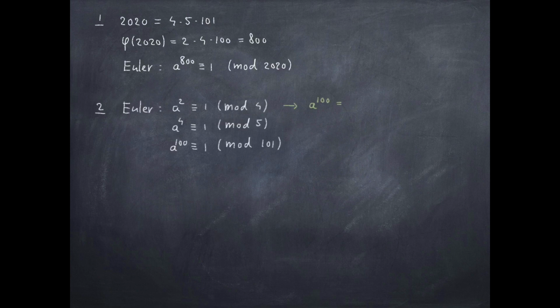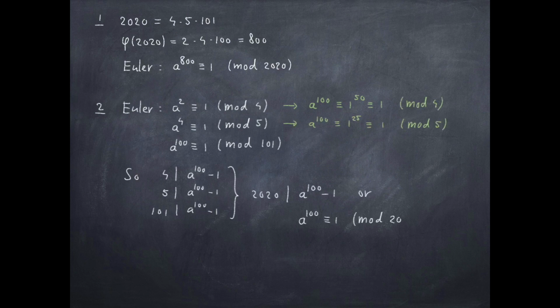Again, using Euler's theorem, we see that a squared is 1 mod 4, a to the power 4 is 1 mod 5, and a to the power 100 is 1 modulo 101. This implies that a to the power 100 is 1 modulo 4, 5, and 101. In other words, a to the power 100 minus 1 is divisible by 4, 5, and 101, and therefore divisible by 2020. This implies that a to the power 100 is congruent to 1 modulo 2020.